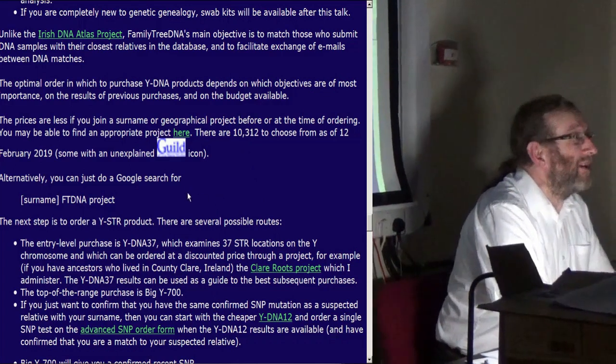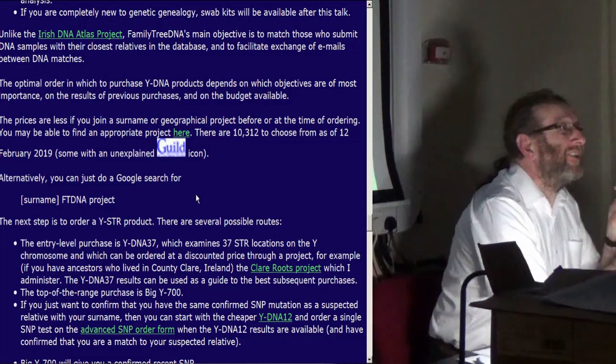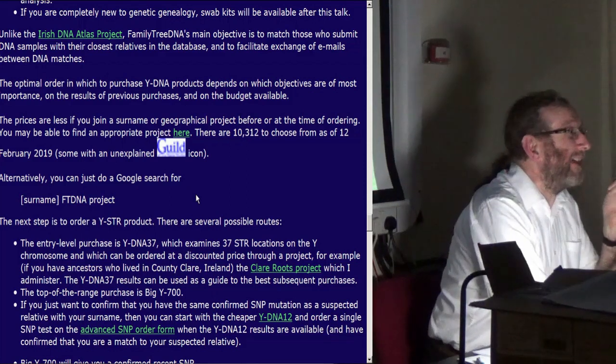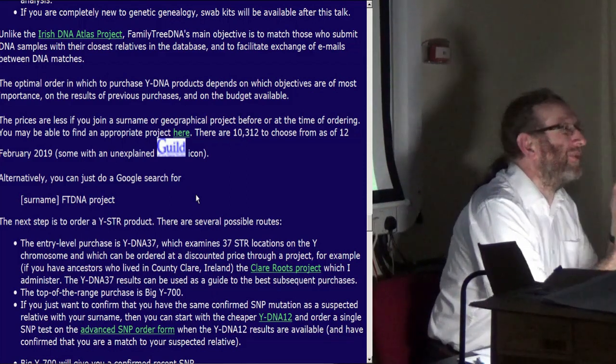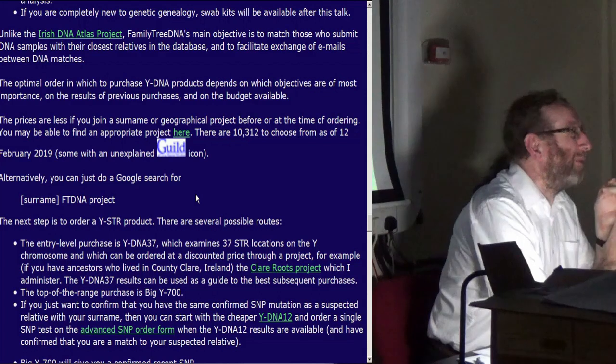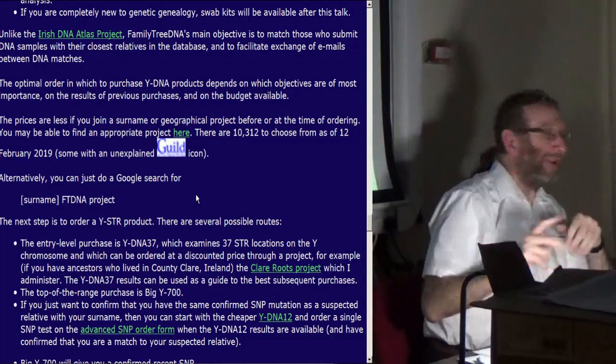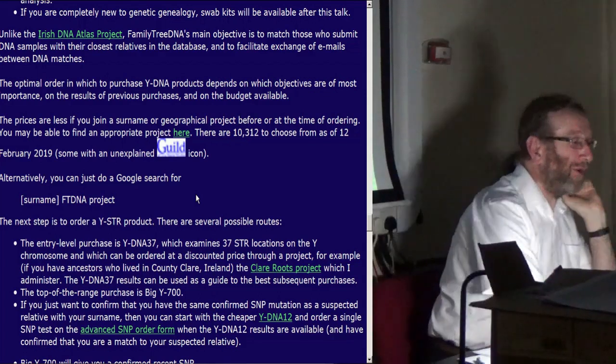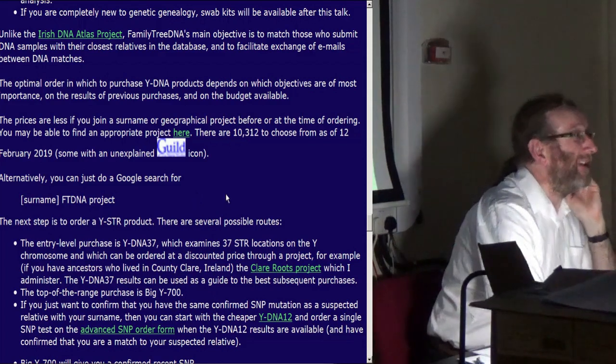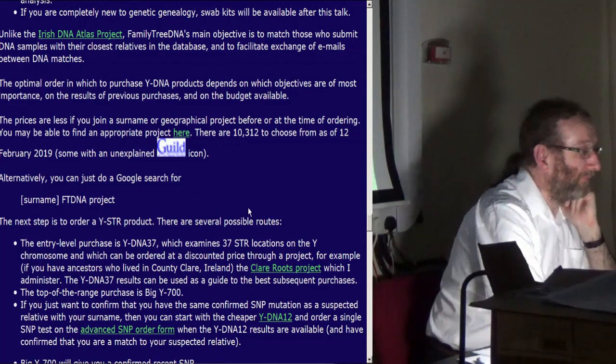Anyway, you get about $20 off the basic price. It's $169 for Y37 if you just walk in off the street. It's $149 if you come through a project. Plus shipping, it's $129 with a discount code, which I have if you get the kit here from me today. And you don't have to pay the $12 shipping.